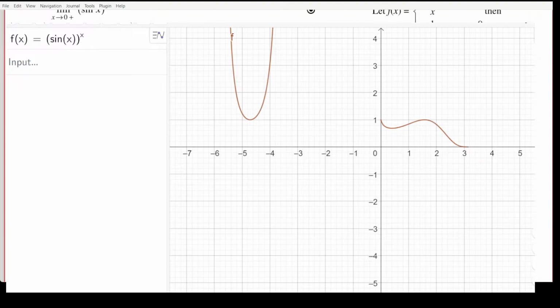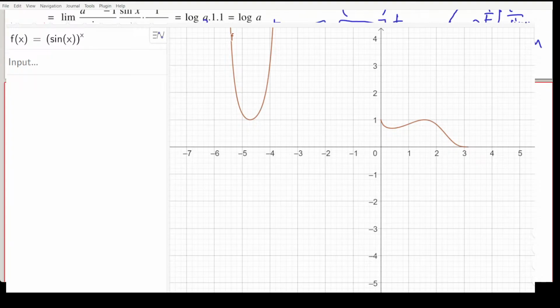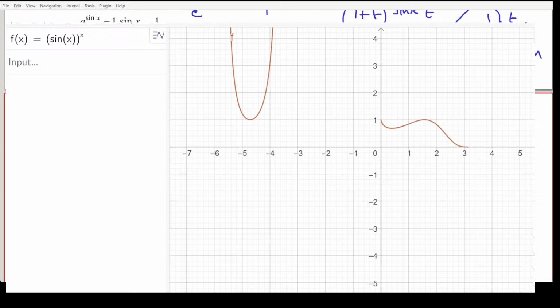This one, you are clear, no? The sin x power x. This thing is very, very important. Do you understand this one? This thing is actually on PYQ. This is actually very, very important. Sin x power x when limit x tends to 0 plus.